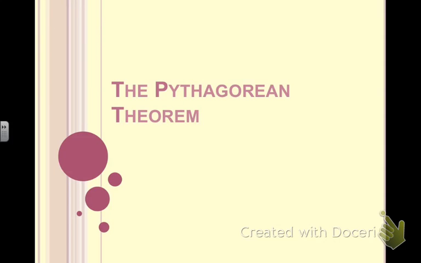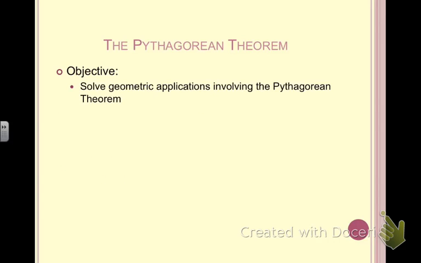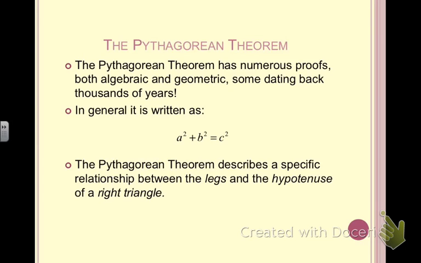This set of notes is on the Pythagorean theorem. The objective is to solve geometric applications involving the Pythagorean theorem. The Pythagorean theorem has tons of proofs, and many of them date back thousands of years. It is named after an ancient Greek philosopher, Pythagoras. Pythagoras actually had a secret society that followed a strict moral and ethical code.